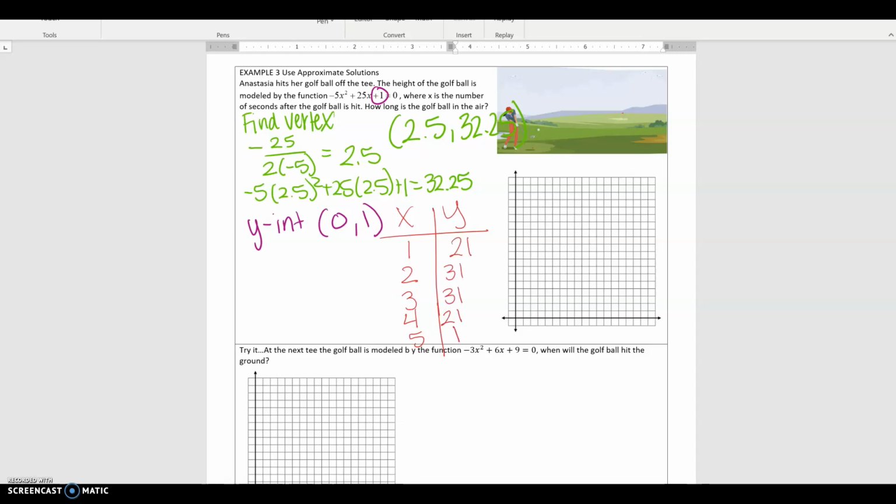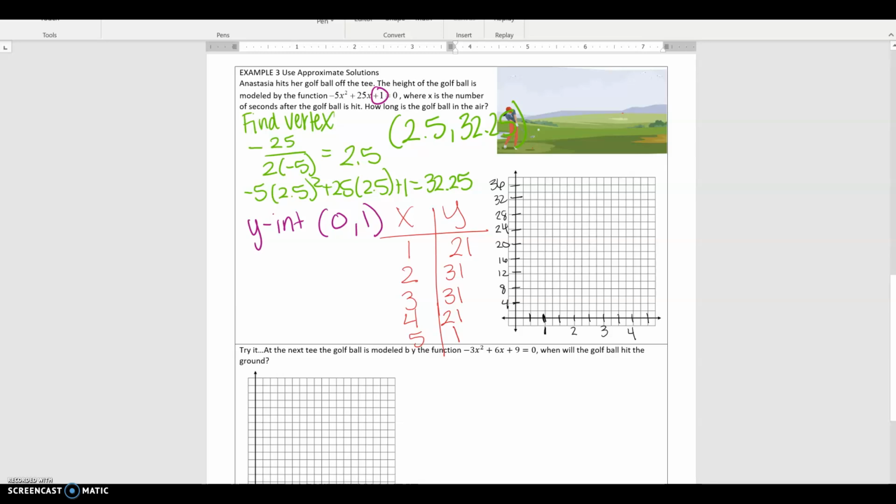Plugging those in, you should have gotten this. If you didn't get this, you're probably just making a calculator error. So go ahead and give it another try if you need to. Now that we have all these, I'm going to plot the points. So on my y-axis, I'm going to count by 2s. So this is actually going to be a 4. And then I'm going to mark that all the way up. And then here I'm going to go, this is 0.5, so this would be 1. So I'm going to go ahead and fill that. Okay, so there's that.